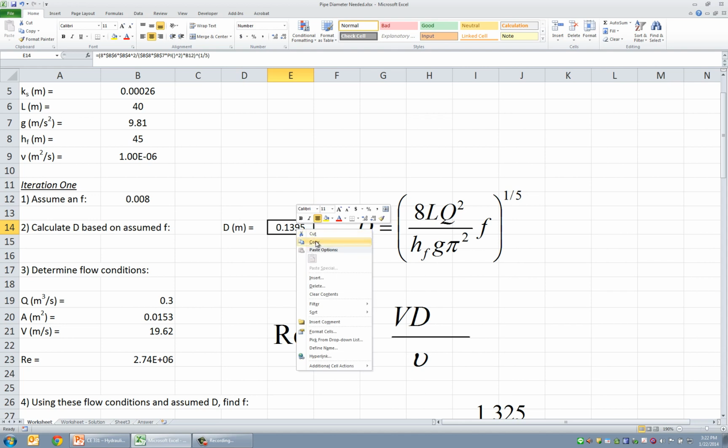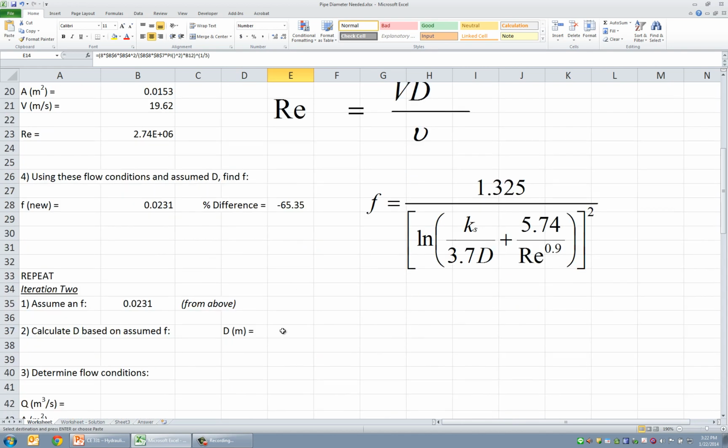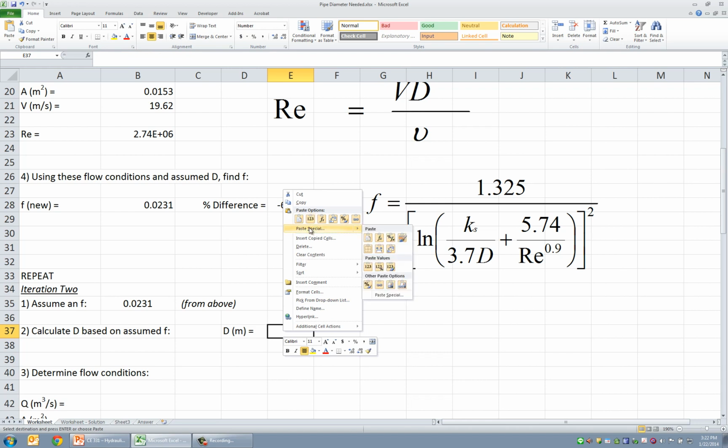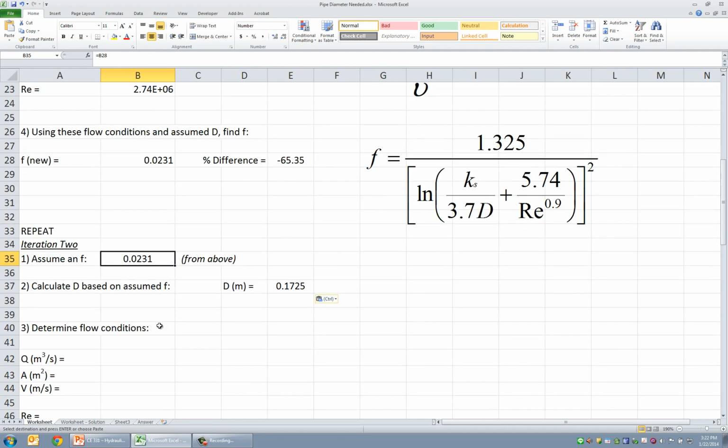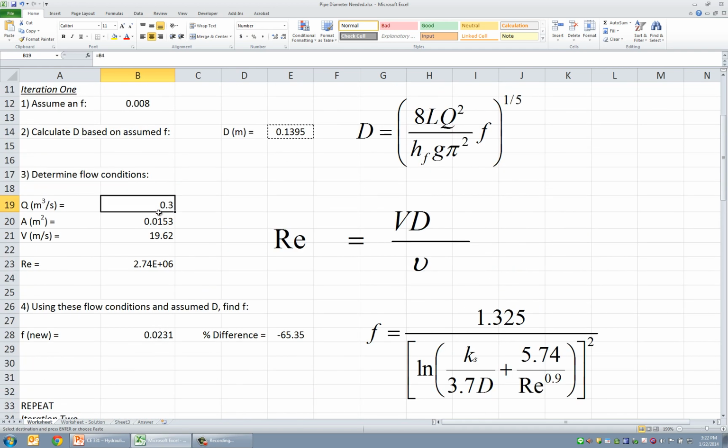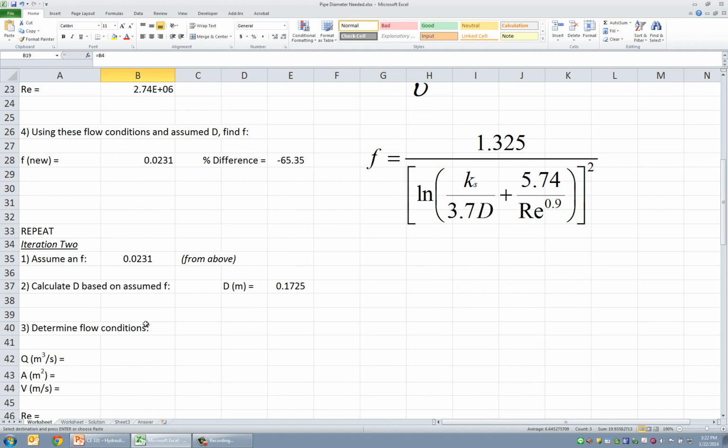So I'm going to right click, copy, go down here, right click, paste, and what I want to paste is the equation, the formula, and it calculates the new diameter based on that F value that we got at the end of the first iteration. So the flow conditions, I'm going to just copy all of this. I'm going to, instead of doing right-click copy, use the shortcut key, which is Control-C, and then I'm going to highlight that cell and do Control-V.